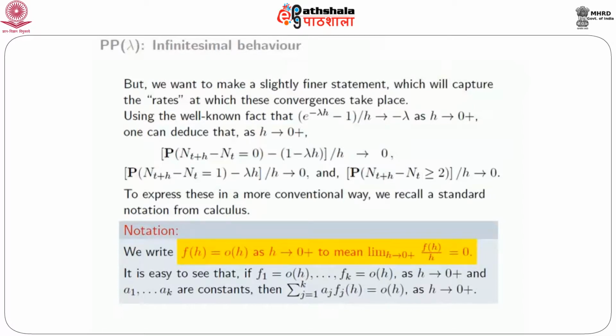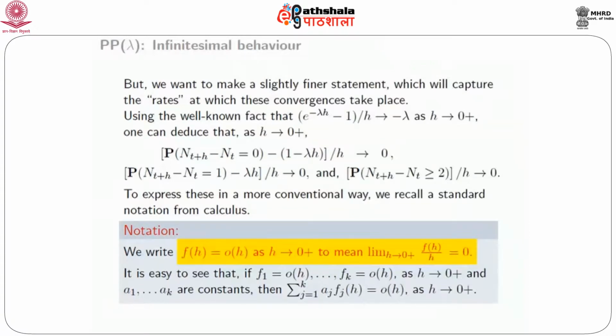So one way of thinking about it is that f(h) goes to 0 and it goes to 0 at a rate faster than h. It's easy to see from the definition that if you have, let's say, k many functions f1, f2, ..., fk, such that all of them are little o of h as h goes to 0 plus, in the sense that f1(h) by h, f2(h) by h, ..., fk(h) by h all go to 0, and suppose a1, a2, ..., ak are some real constants, then this combination, the sum over j equal to 1 to k of aj fj(h), also is little o of h, and that's a simple consequence of the definition.